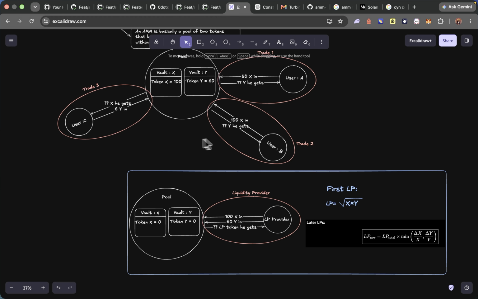Let's imagine for a while, right, he supplies 100 X tokens and 60 Y tokens into the pool, and in return he gets some LP tokens back. Let's say he gets 100 tokens back. There is a separate pool of LP tokens where from every trade, let's say from trade 1, trade 2, trade 3 that was done by users A, B, C, from every trade a certain amount of fees is calculated and deposited into the liquidity pool of tokens, that is, LP tokens.